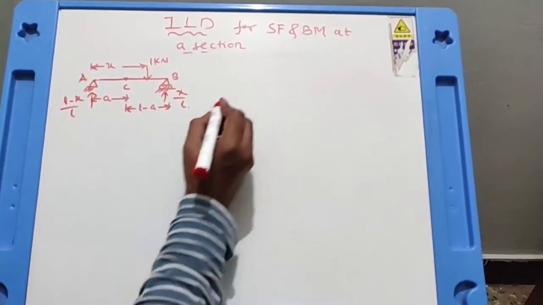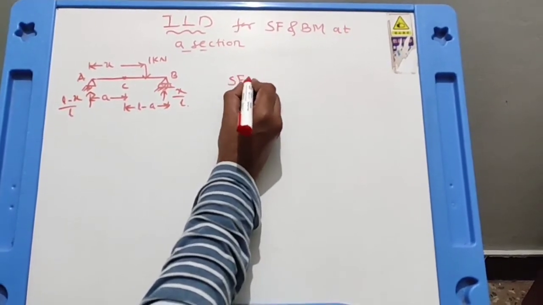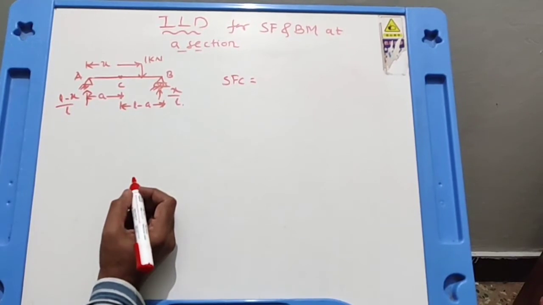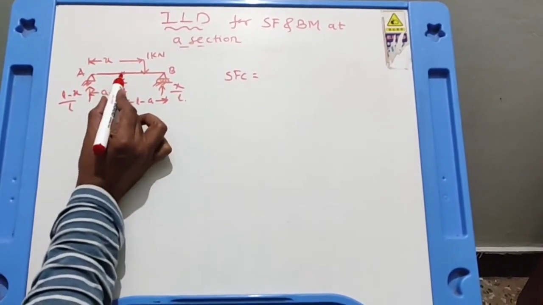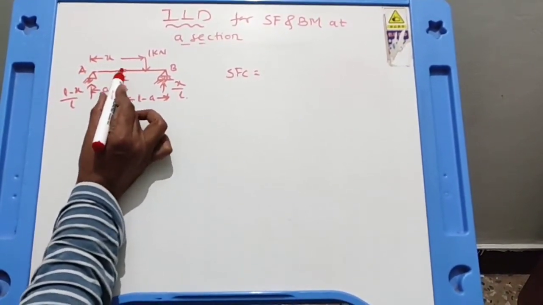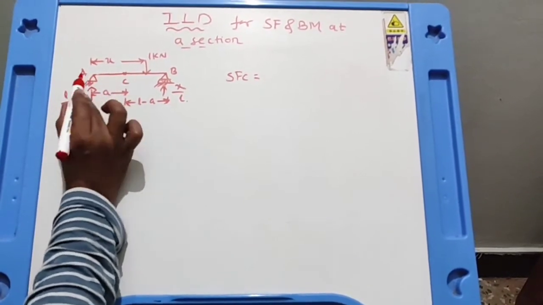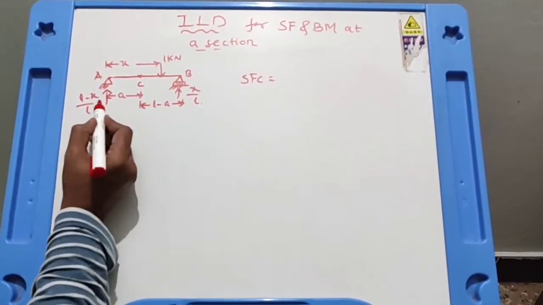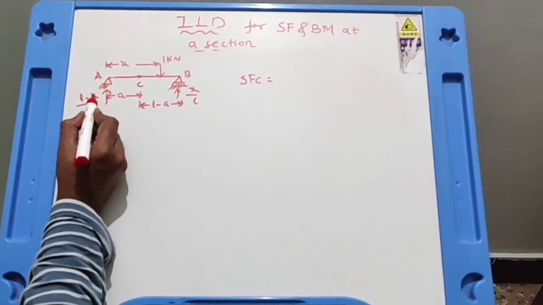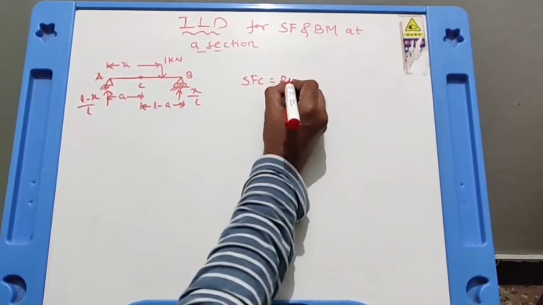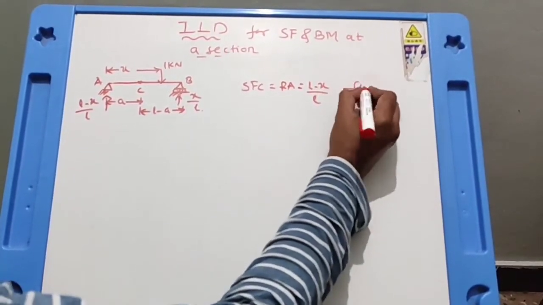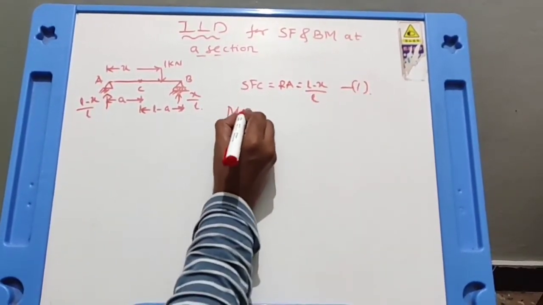Now let us see what is shear force at C for this position of unit load. Shear force is the algebraic sum of all the vertical forces, on the left of C or on the right of C. When we take the left of C, how many forces are there? Only one reaction, because the unit load has gone beyond C. So only one force, that is reaction at A. Shear force at C is RA, or simply L minus x upon L. Call this equation 1.